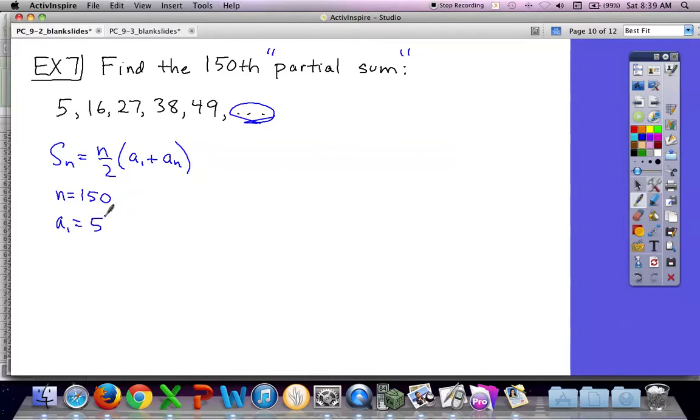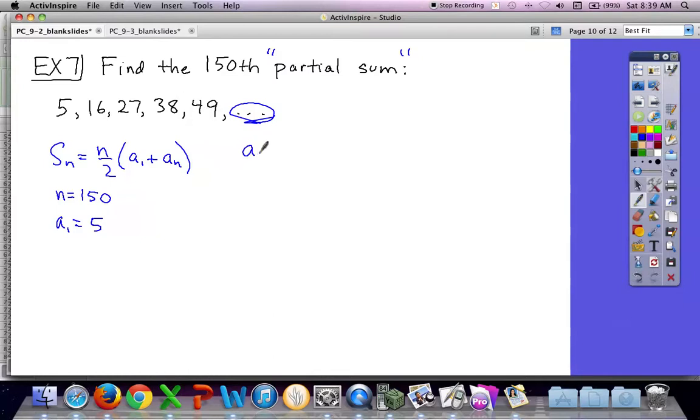But the thing we don't know is the 150th term. We need to know the last term in the sequence before we can add them up. So we're going to have to do something to figure out the 150th term in the sequence. Okay, what do we have to figure out? We have to figure out what is A150.